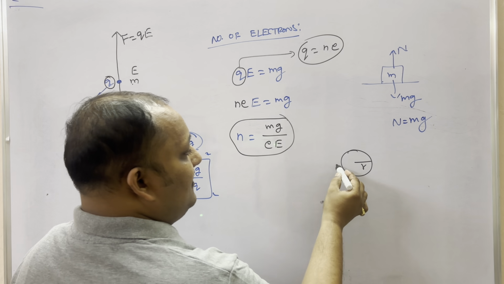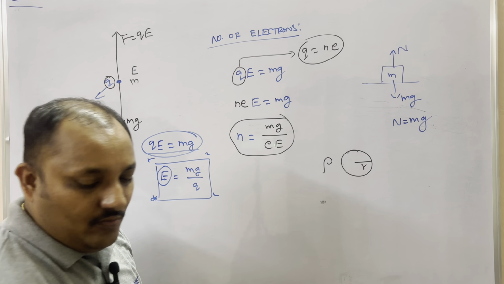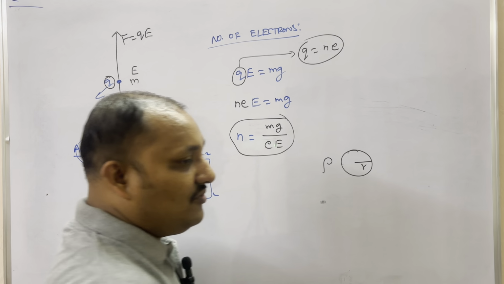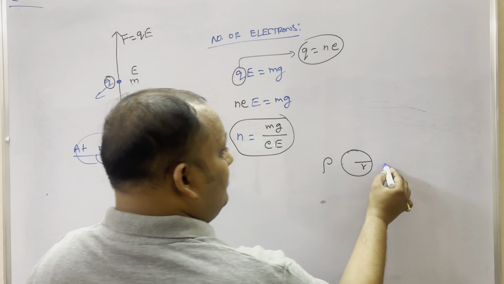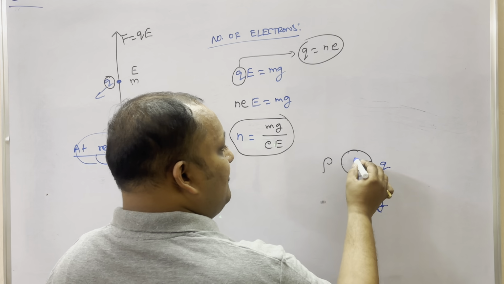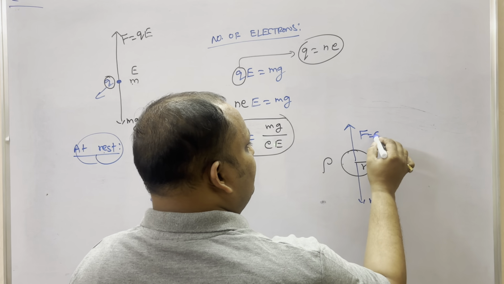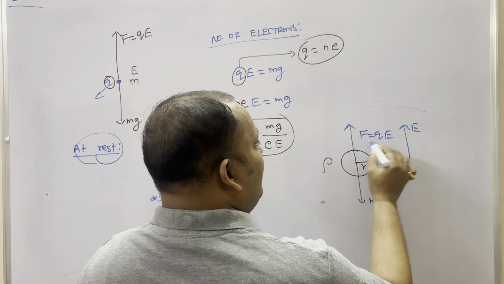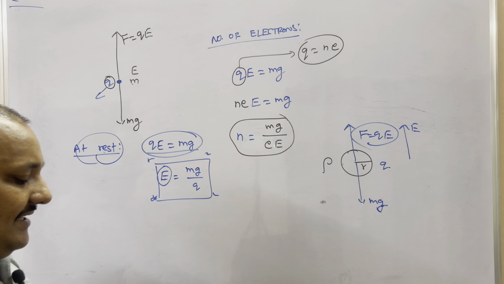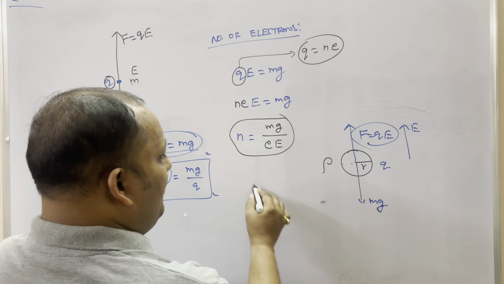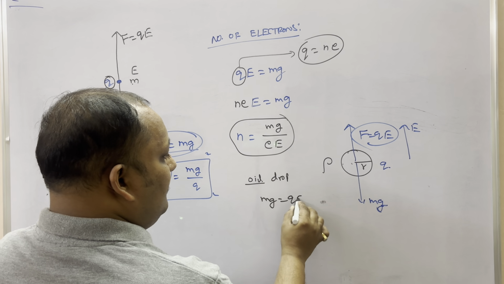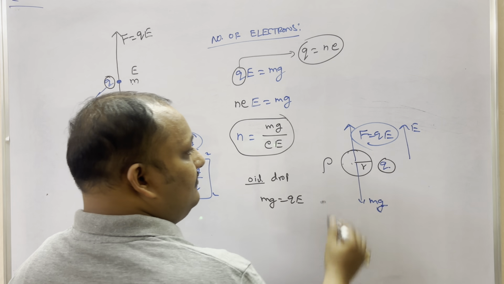They will give an oil drop of radius small r, and the density of oil is rho. The oil drop has some amount of charge q. Its weight is acting downwards, and it is in the electric field which is acting upwards. Therefore, F equal to QE. What is the radius of the oil drop, they will ask. At that time again the same: for this oil drop, mg equal to QE. The charge they have given.